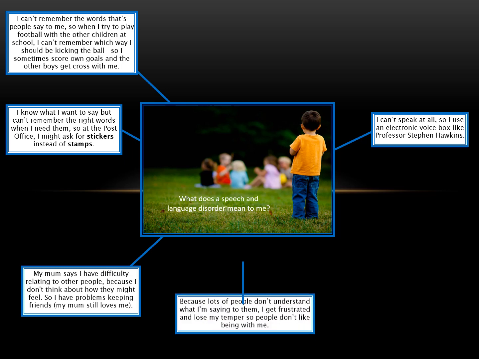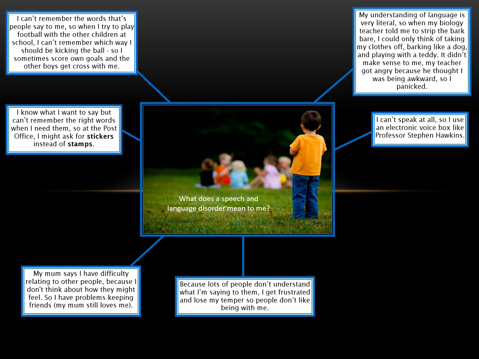I can't speak at all, so I use an electronic voice box like Professor Stephen Hawking. I know what I want to say, but I can't remember the right words when I need them. So at the post office I might ask for stickers instead of stamps. Because lots of people don't understand what I'm saying to them, I get frustrated and lose my temper, so people don't like being with me.